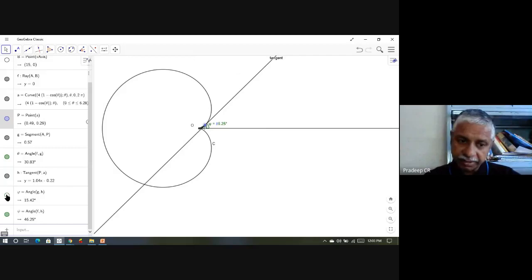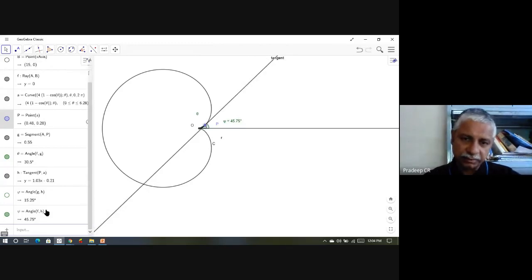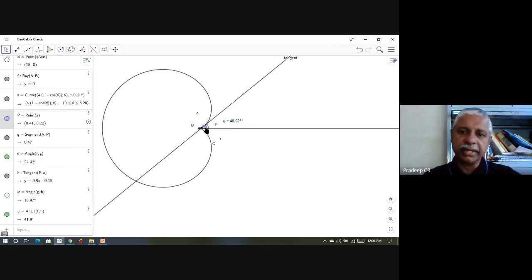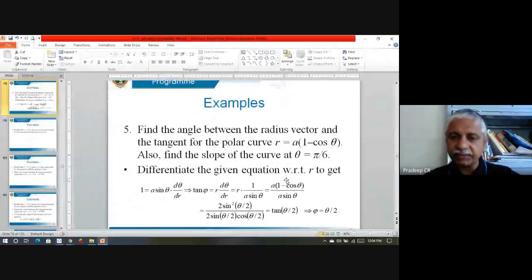I don't want phi, I'll not show phi. I'll only show psi. This is the correct thing to do. So theta, let me just make it slightly bigger. I don't want r, so let me throw it out. When theta is 30 degrees, you can see psi is how much. So as I reduce theta, you can see, let me move it closer. Theta is 30 degrees, psi is actually 45.75. Let me move it very carefully so that it actually becomes 45. So anyway, you can see that what we have drawn is correct, because it is tallying with this example.